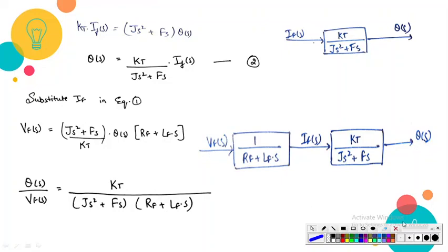So from this I think you might have understood the practical example of your DC motor, how you can relate it in terms of your control systems.